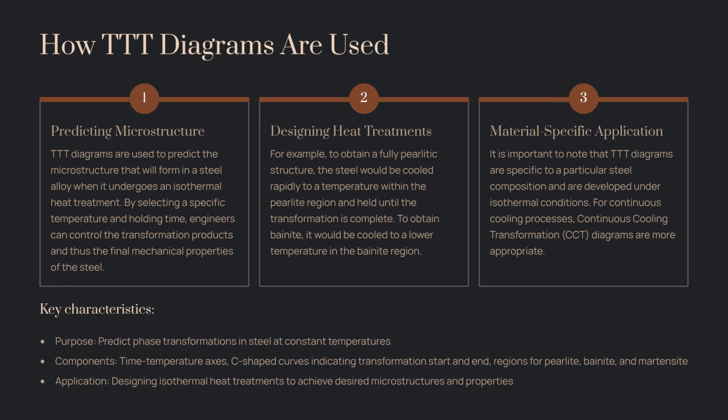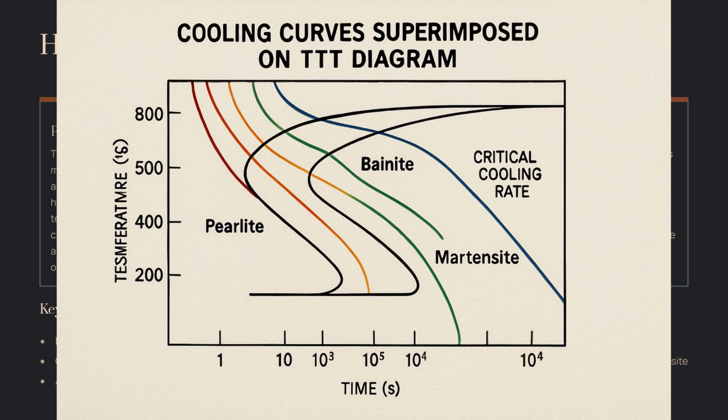A cooling curve, representing the temperature change over time during a continuous cooling process, is plotted on the same TTT diagram. The curve starts from the austenitizing temperature and proceeds downwards. As the cooling curve intersects the start and finish lines of various transformations on the TTT diagram, it indicates which microstructures will form and at what temperatures and times.